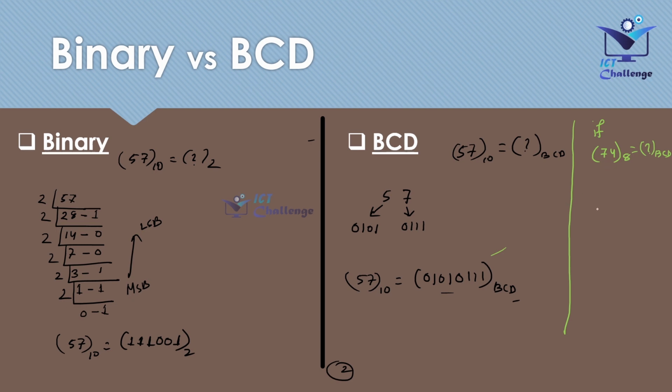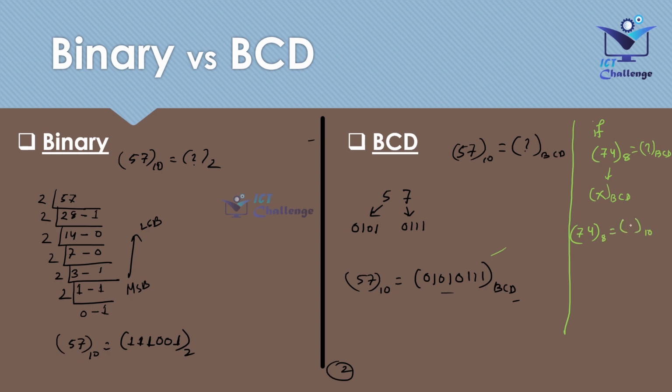At first sight, you can convert this octal to BCD directly. If you do this, this is absolutely wrong. You can't do this directly. At first you have to convert 74 octal to decimal number system.